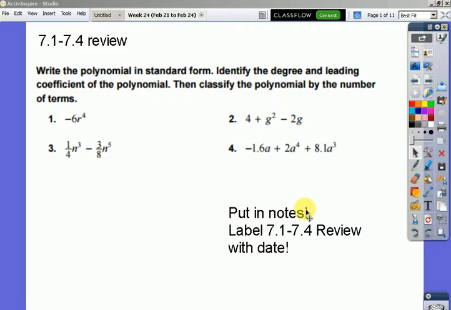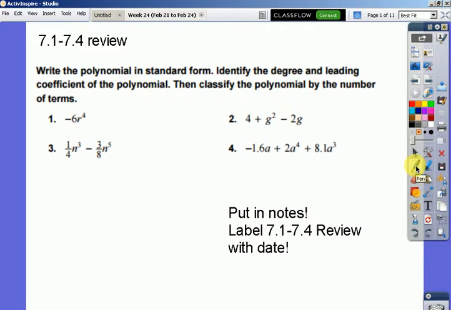It should be easy. So the first one, is that in standard form? Yes, there's only one term. A single term like that is called a monomial. Okay, so it says identify the degree. Well, it's a fourth degree monomial and leading coefficient of the polynomial. What is the leading coefficient? -6. Perfect.